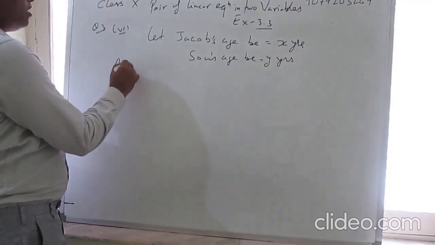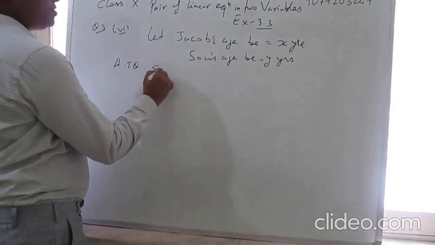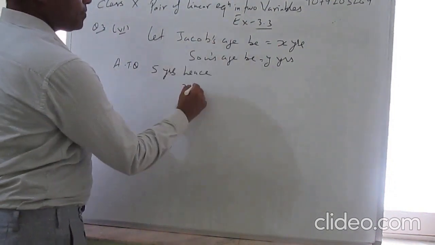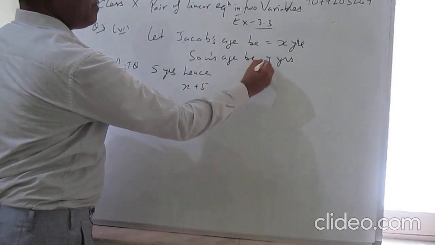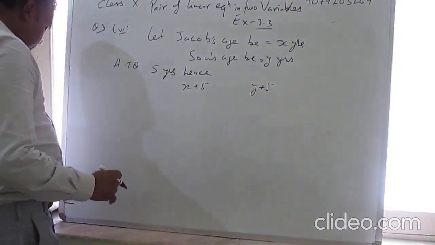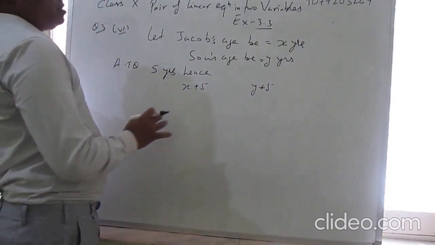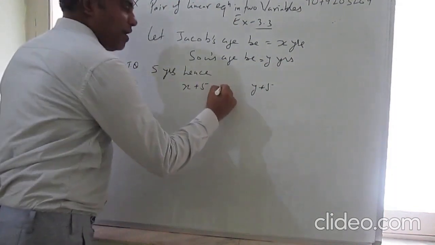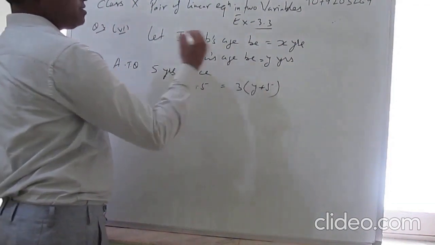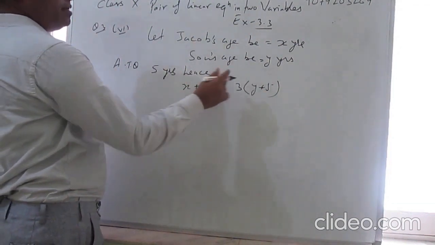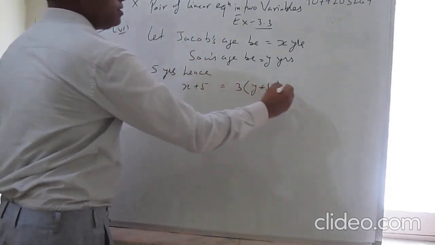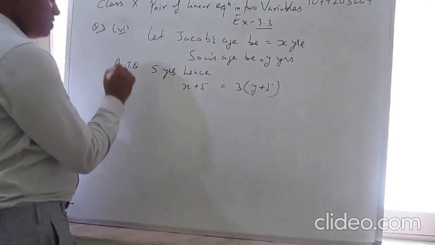In first set, according to the question, 5 years hence, 5 साल बाद जैकब कितना हो जाएगा x plus 5, दोनों में 5 ऐड हो जाएगा. So 5 years hence Jacob will be 3 times as old as his son. It is already 3 times. When we will equate, we multiply 3 times to the son side. This is Jacob's side, this is son side. So we multiply 3 times to the son. This is one set.